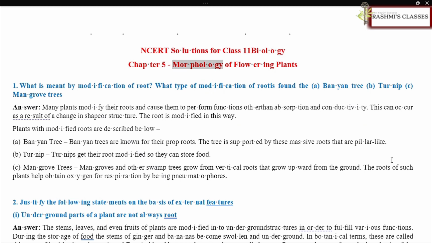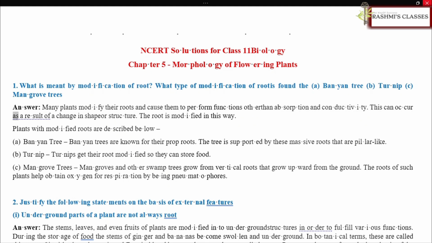Chapter 5, Morphology of Flowering Plants. What is meant by modification of root? What type of modification of root is found in A. Banyan tree, B. Turnip, C. Mangrove trees? Answer. Many plants modify their roots and cause them to perform functions other than absorption and conduction.